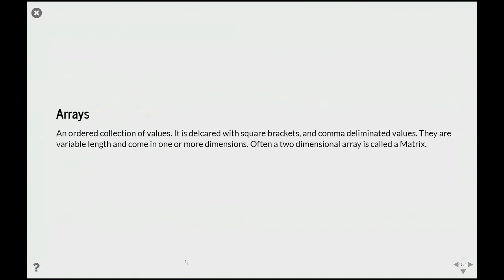It is an ordered collection of values declared with square brackets and comma-delimited values. They are variable length and can come in one or more dimensions. Often a 2-dimensional array will be referred to as a matrix. You'll sometimes see a 1-dimensional array referred to as a vector. So how do we use these things?